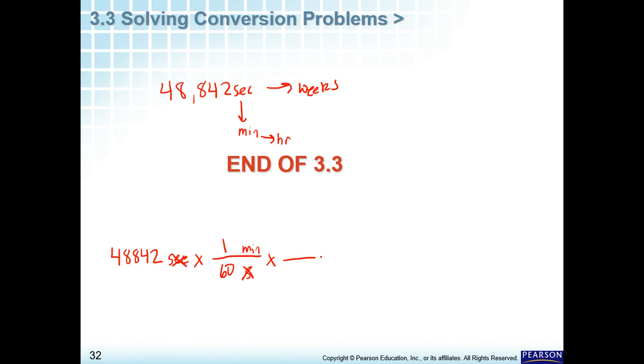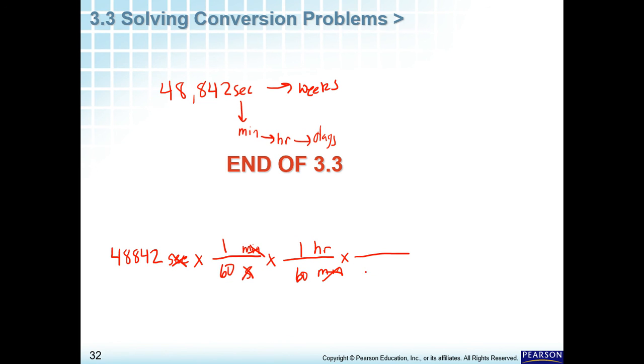So if I want to cancel minutes, it needs to go on the bottom. It's got to go opposite, and I can go to hours. Well, the relationship here says there are 60 minutes in 1 hour. That allows me to cancel minutes, but now I'm in hours. I want to get to weeks, so how do I get there? Well, I can go to days next.